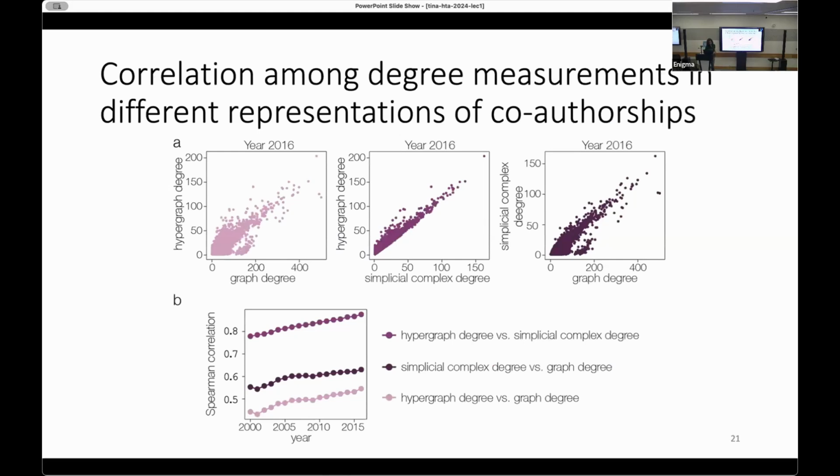And so we looked at computer science papers from DBLP, a service from Germany. And so what you can do is you can just see, okay, what are the correlations? So this is publications in 2016. And you can ask, okay, well, what is the graph degree for a node and what is the hypergraph degree for that same node, right? What is the simplicial complex degree? What is the hypergraph degree, et cetera, et cetera. And then you can do a Pearson correlation.